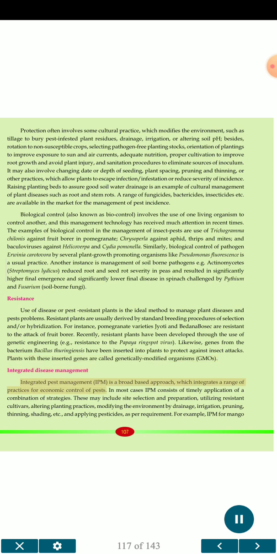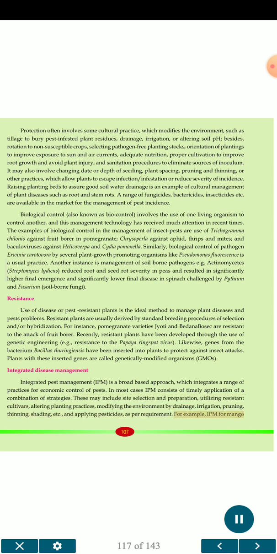Integrated disease management. Integrated pest management, IPM, is a broad-based approach which integrates a range of practices for economic control of pests. In most cases, IPM consists of timely application of a combination of strategies. These may include site selection and preparation, utilizing resistant cultivars, altering planting practices, modifying the environment by drainage, irrigation, pruning, thinning, shading, etc., and applying pesticide as per requirement.